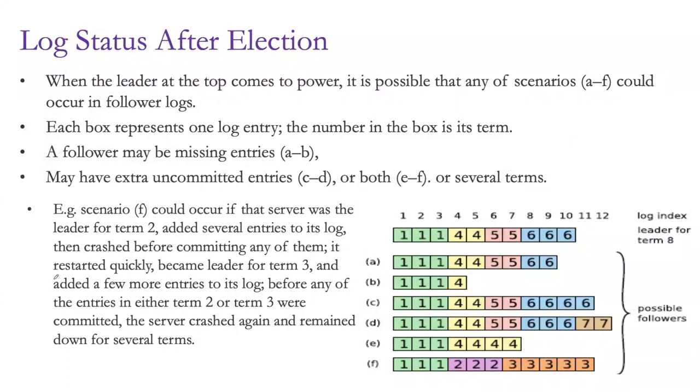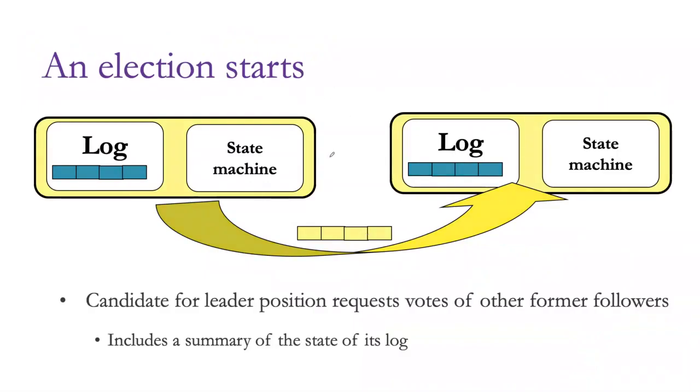So it restarted quickly and became the leader for term 3 and added a few entries in the log before any of these entries, either term 2 or term 3, were committed. So the server crashed again and remained down for some time. In that case, the other server, server A, became the leader for the 4th or 5th term, and in the sixth term server C became the leader, and in the seventh term server D became the leader, right? So an election starts as the server goes down before the commitment.